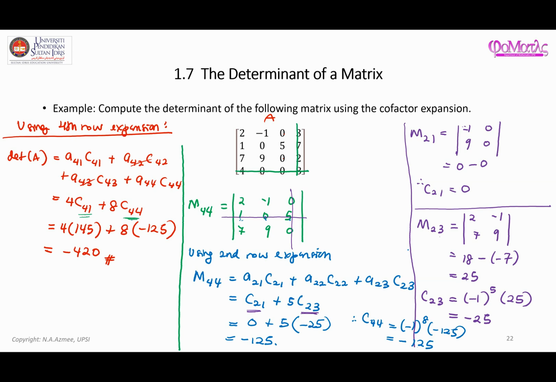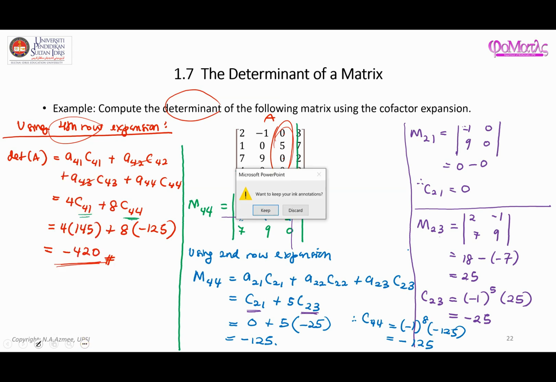Okay, all right, I think that's all for now. Perhaps what you can do next is you can go on and try to find the determinant of this matrix using the third column expansion, which is, you know, a lot easier than using the fourth row expansion. And I hope you'll be able to get the result is the same as this one, which is -420. Thank you very much for watching, and I'll see you in the next video.